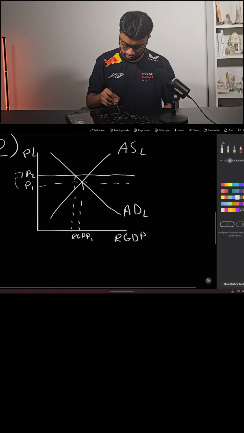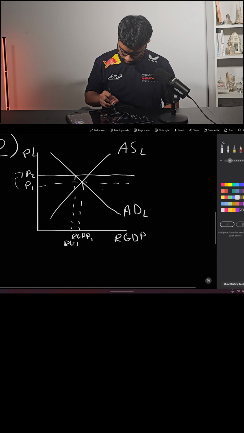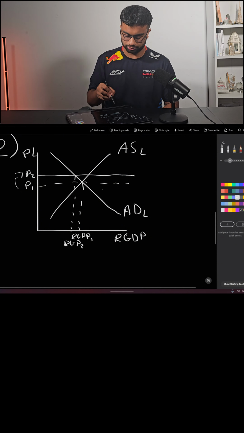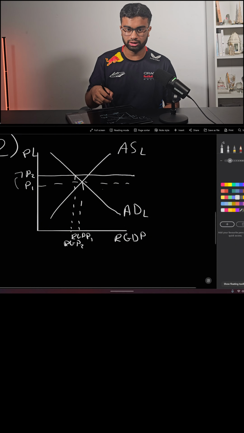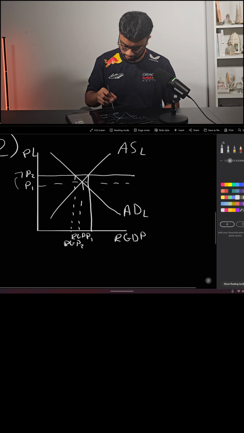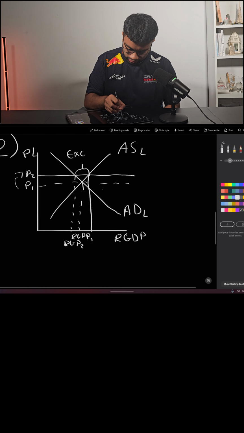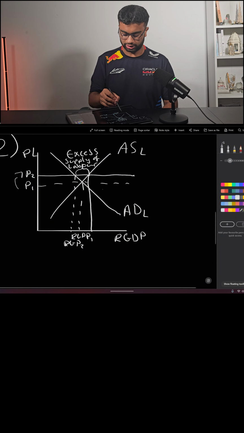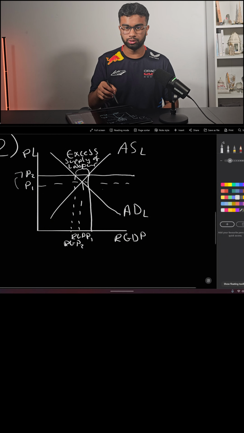But if we go down, we see that this is lower than our RGDP1, meaning that there is lower employment by this much. This is excess supply of labor. There's this many workers that are willing to work at this price but don't have a job.